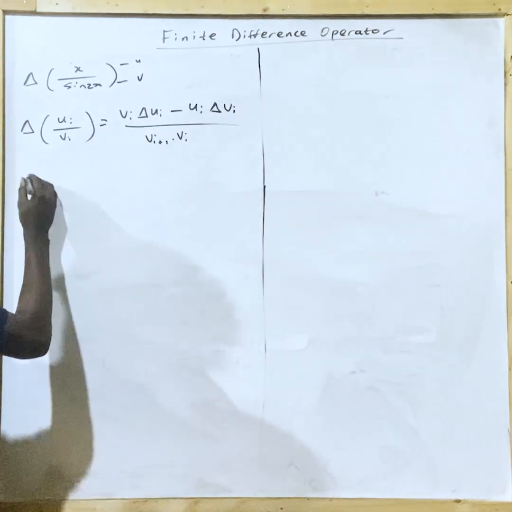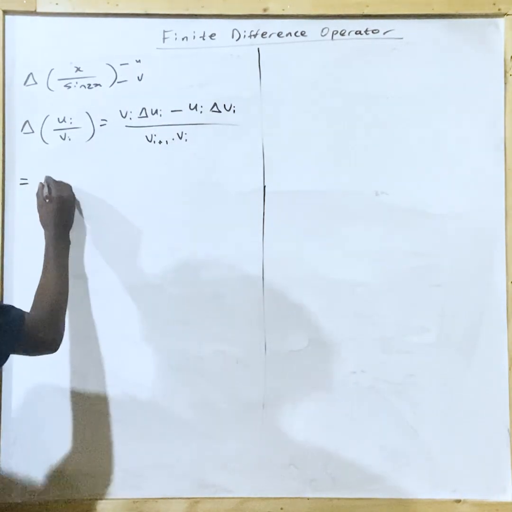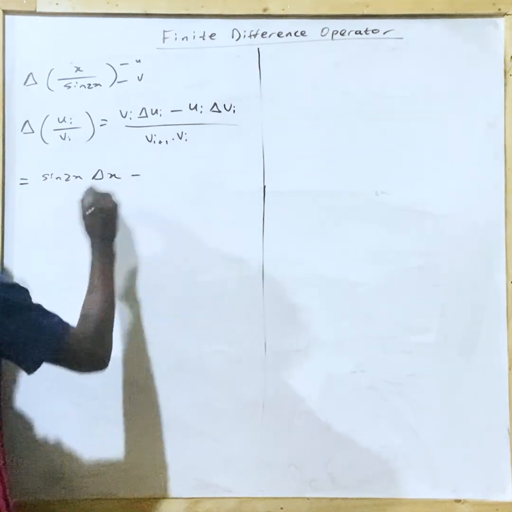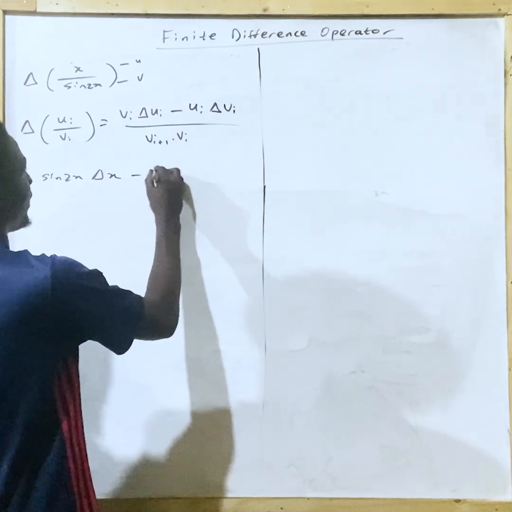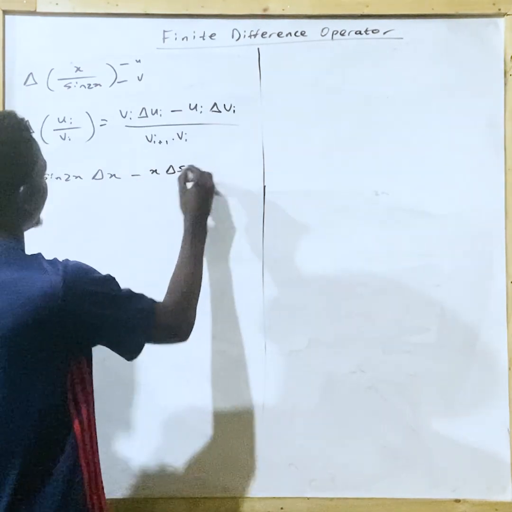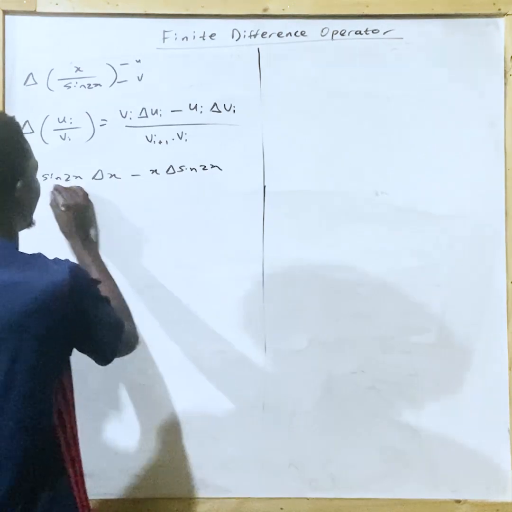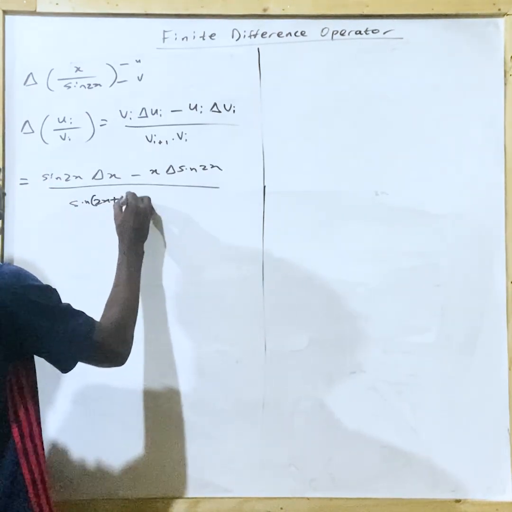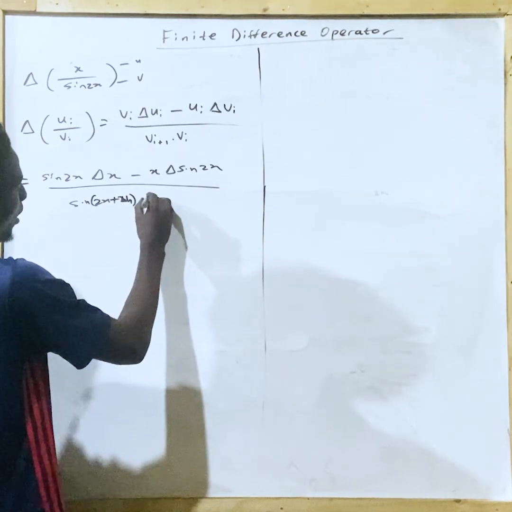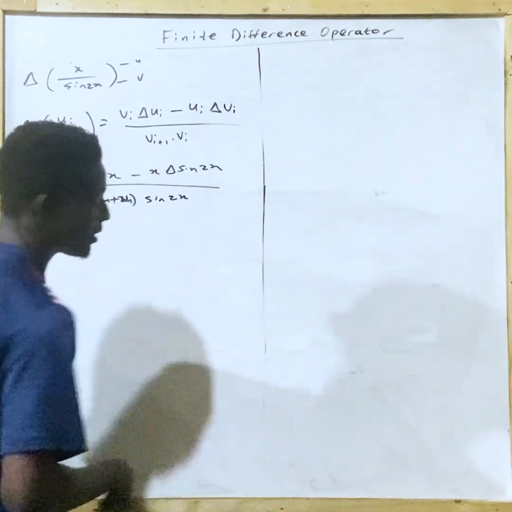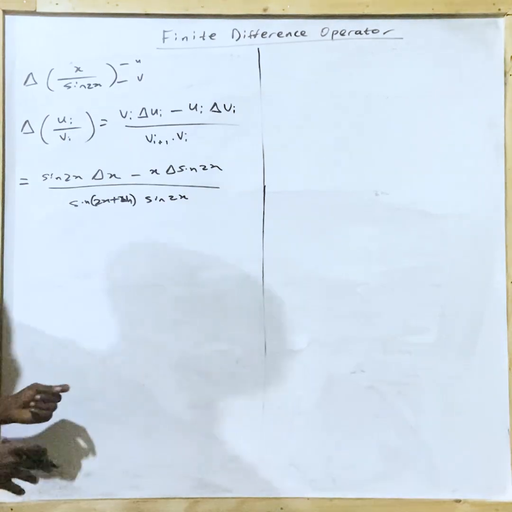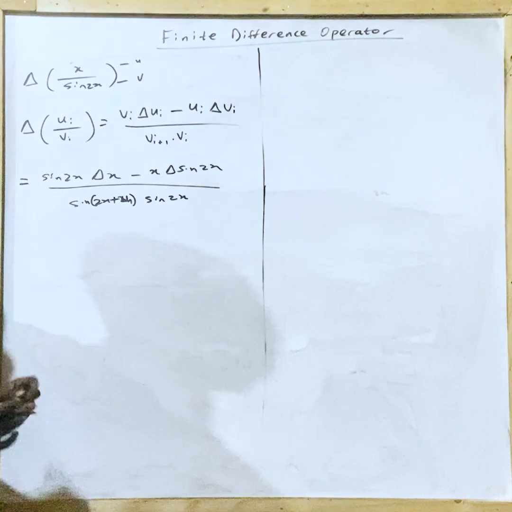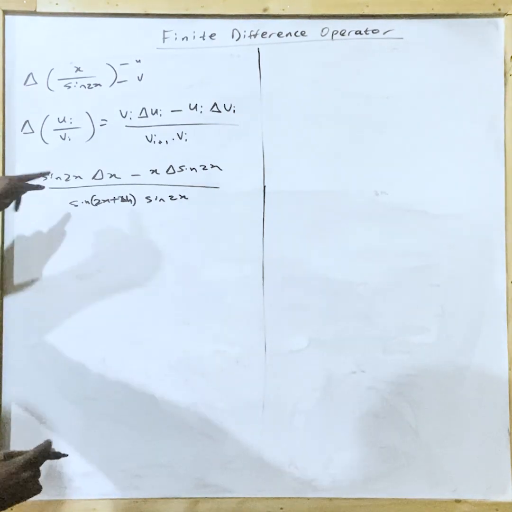Evaluating this, you would have sine 2x forward difference of x minus x forward difference of sine 2x, over sine of 2x plus 2h, times sine 2x. In this example, we would not really do a lot of things to the denominator, which means we'll be leaving it like that, but our simplification will be focused mainly on the numerator.